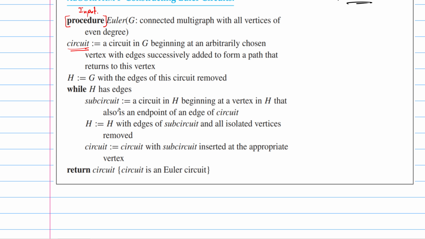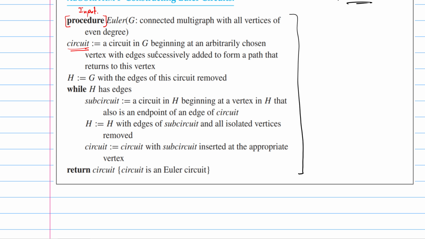Okay, so what does this say then? So while H has edges, this is all very heuristic. It's not code at all. So one of the exercises that I have written down here for you is to actually try to write this out, to systematically code this. But the idea is you choose a circuit, you remove the edges, you then find a subcircuit in H beginning at a vertex of H. You insert the subcircuit at certain vertices. So yeah, how does this work exactly?